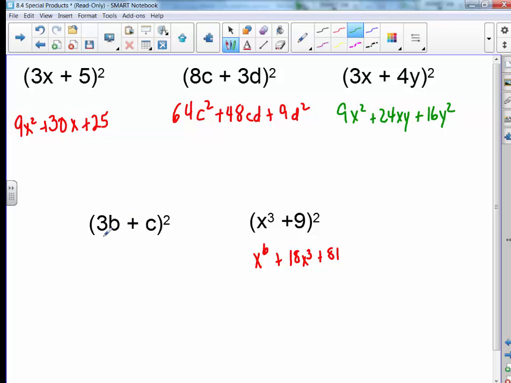All right, so now we've got 3b squared. Square the first term, which will give you 9b squared. 2 times 3 is 6, bc, plus c squared. Okay, I'm sure you did fine. Now let's move on to the next one.